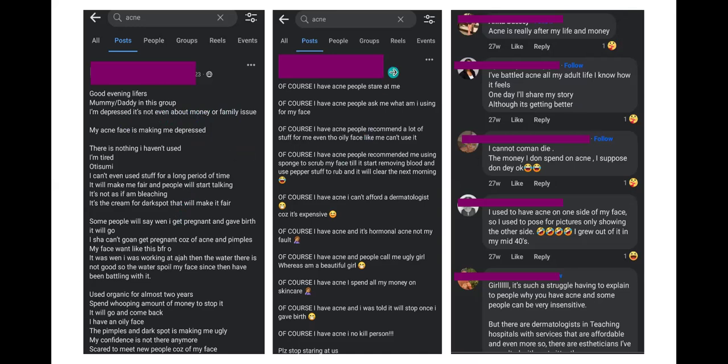Let's look at this second post. It says, of course I have acne. People stare at me. Of course I have acne. People ask me what am I using for my face. Of course I have acne. People recommend a lot of stuff for me to try, even though an oily face like me can't use it. And then the post goes on.